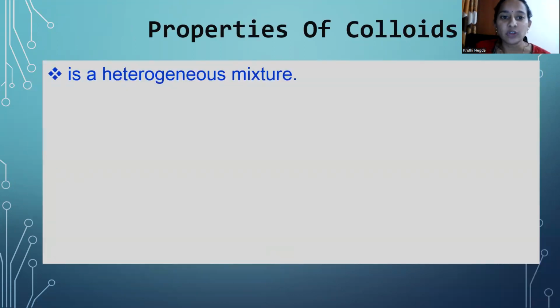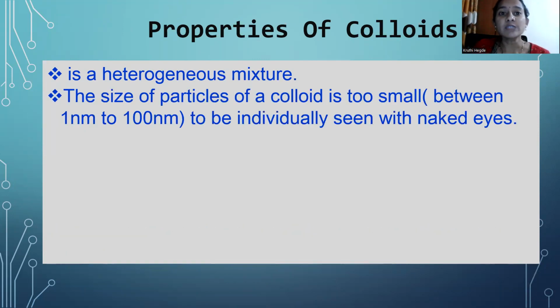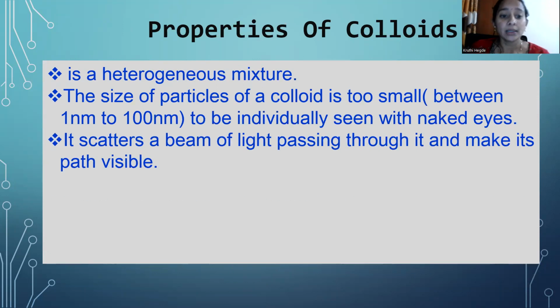So, properties of colloid. It's a heterogeneous mixture. Though it appears homogeneous, in actual, it is a heterogeneous mixture. The size of the particles of colloid is too small to be visible to the naked eyes, between 1 nanometer to 100 nanometer. But it is big enough to scatter the ray of light, hence making the path of the light visible.